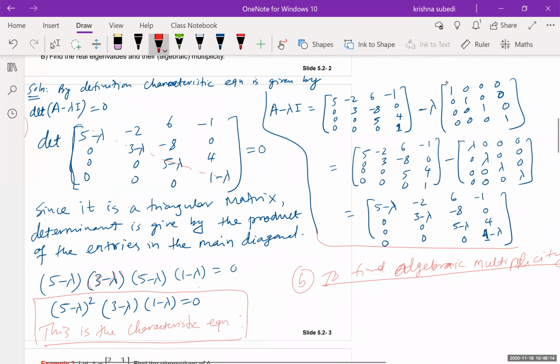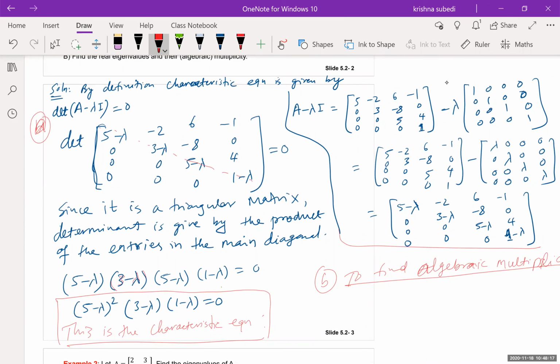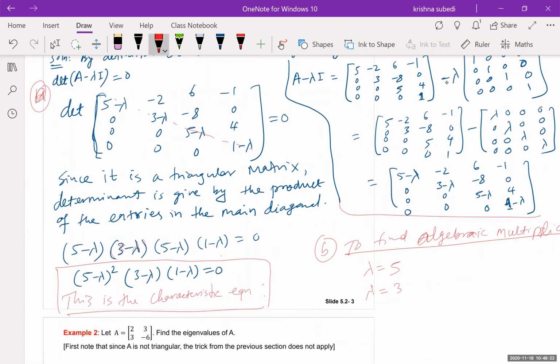So if I solve this equation, what I get is lambda equals 5, that's one value, another is lambda equals 3, another is lambda equals 1. Now, for lambda equals 5, there are two of those factors. So you see the power is 2. That means there is 5 minus lambda times 5 minus lambda, so 2 times the factor comes into the equation. Therefore, the algebraic multiplicity equals 2.